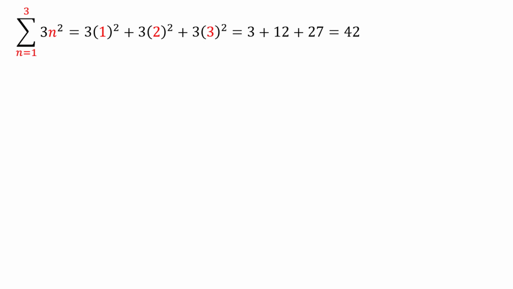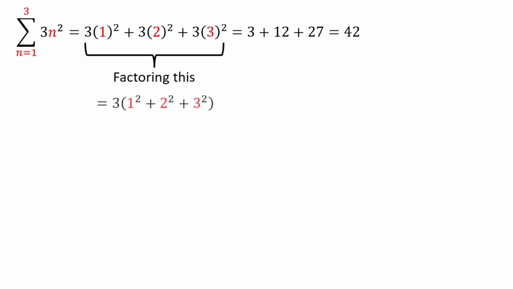which is 42. But you probably noticed that each of the terms has a 3 on it, so we could factor out the 3. We would have 3 times 1 squared plus 2 squared plus 3 squared, which is the same thing as 3 times 1 plus 4 plus 9, or 3 times 14, which is also equal to 42.